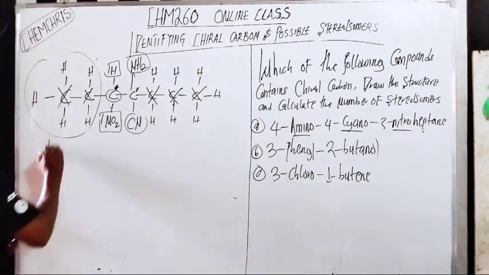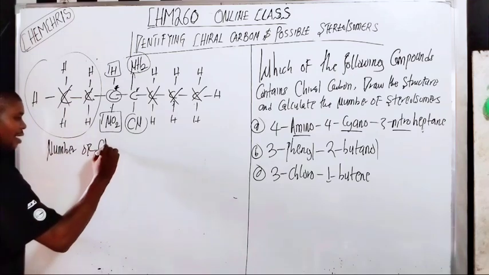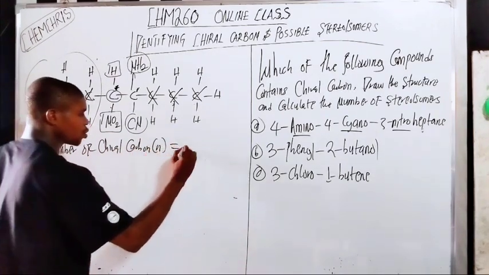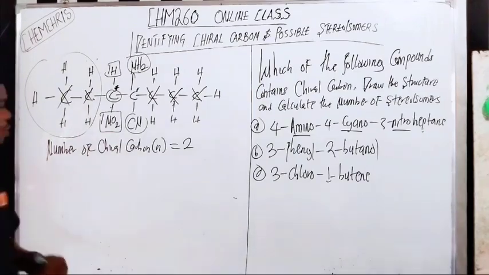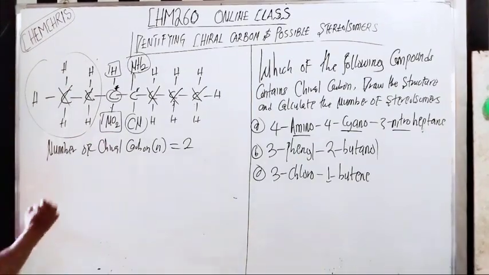So the number of chiral carbons is n equals 2. Right there. So how do you get the possible stereoisomers? The number of stereoisomers.